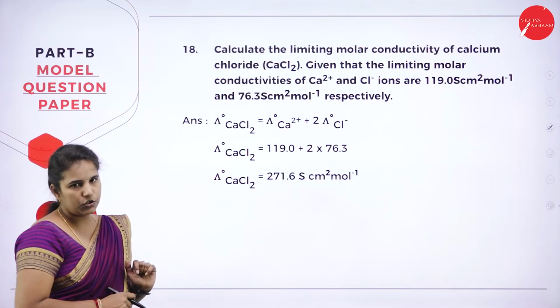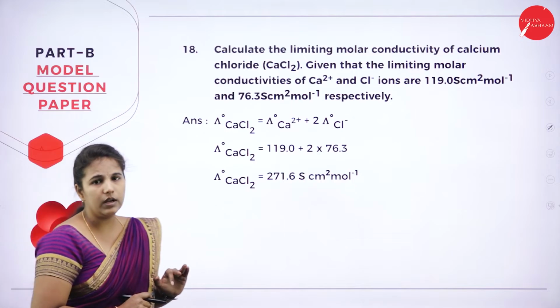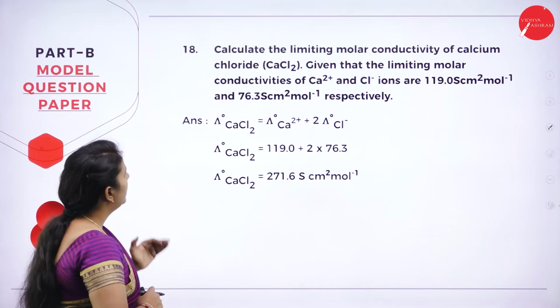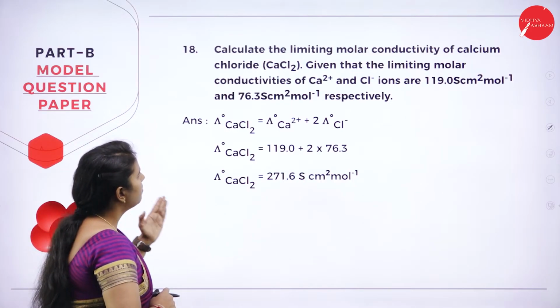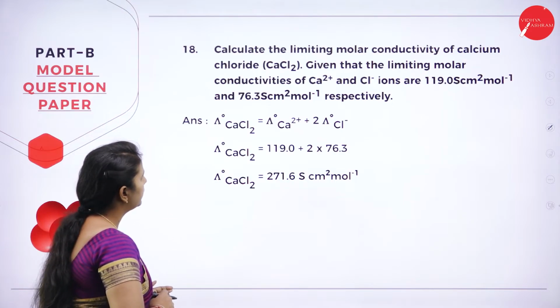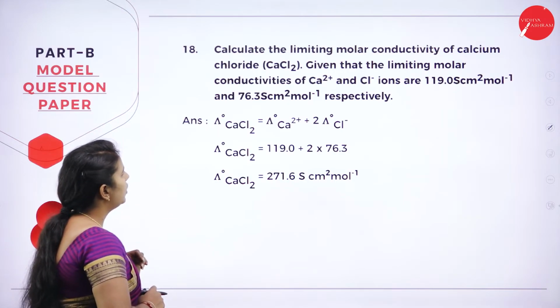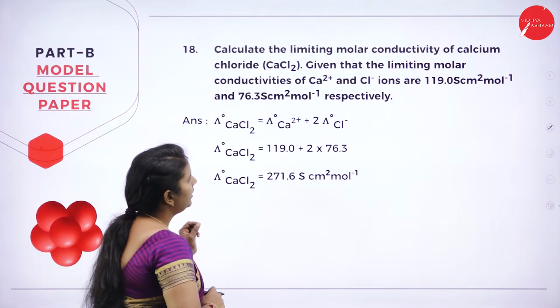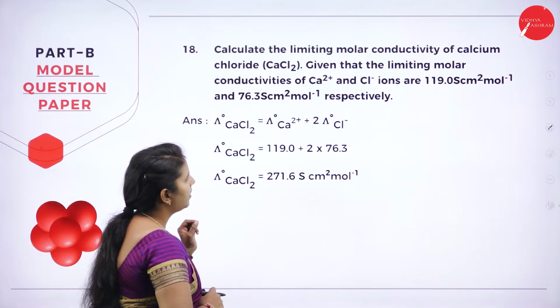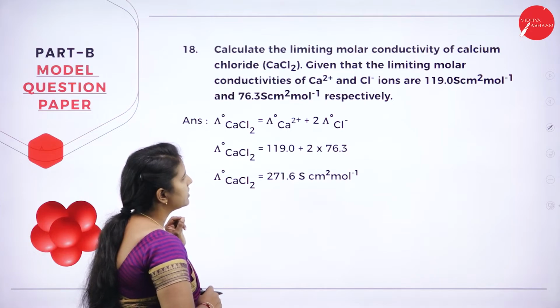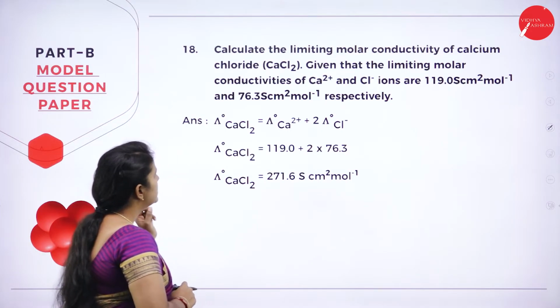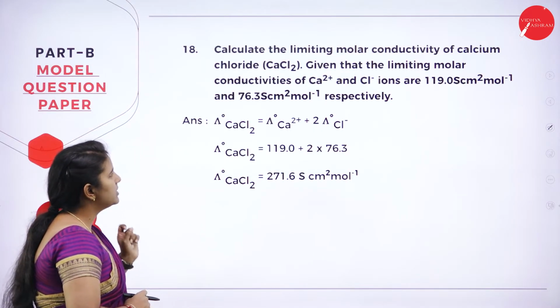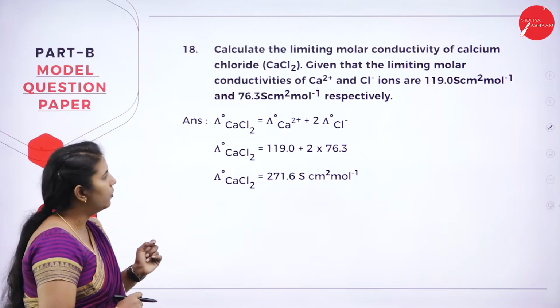Coming to the next question. This is a question from electrochemistry. Calculate the limiting molar conductivity of calcium chloride, given that the limiting molar conductivities of calcium and chloride ions are 119.0 Siemens per centimeter square per mole and 76.3 Siemens centimeter square per mole respectively.